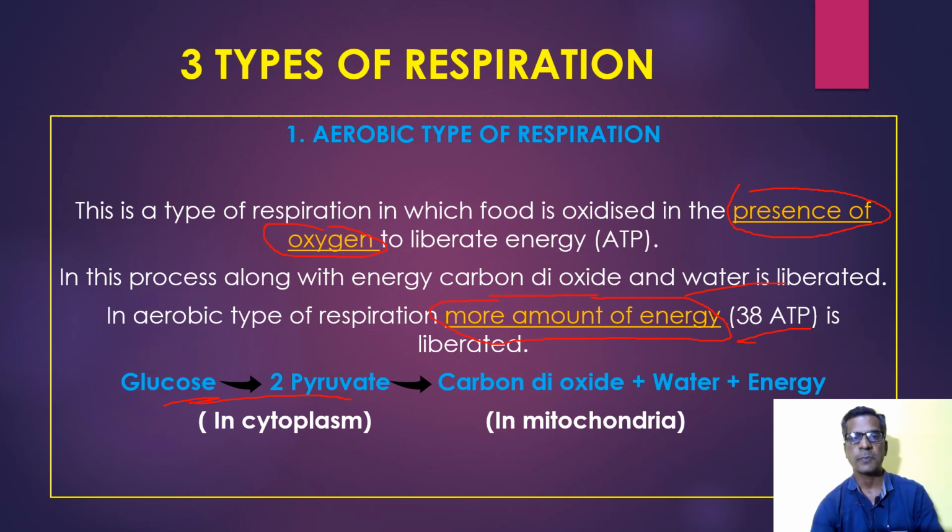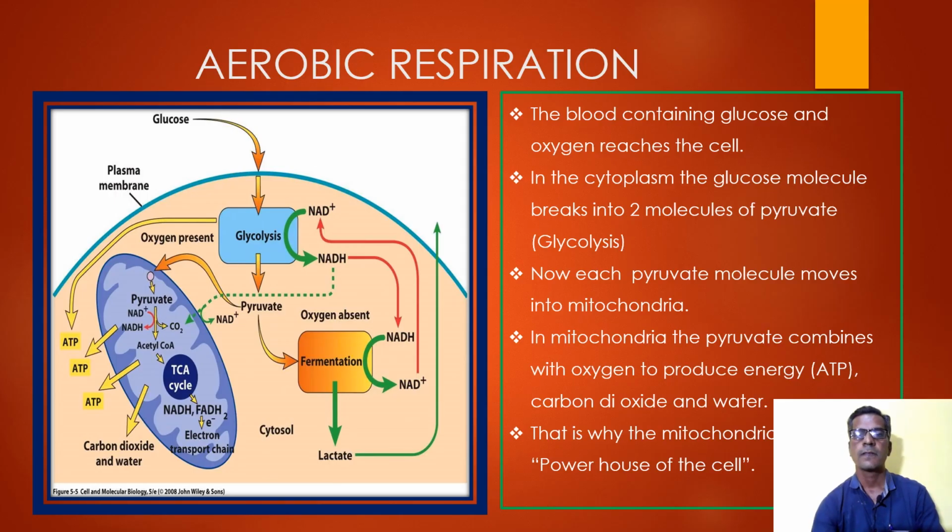Now what happens? After this pyruvate molecule enters the mitochondria, there is an oxidation of the pyruvate molecule, liberating carbon dioxide, water, and finally energy in the form of ATP. So totally here the food is oxidized in the presence of oxygen. So here is a small explanation, more information about aerobic respiration.